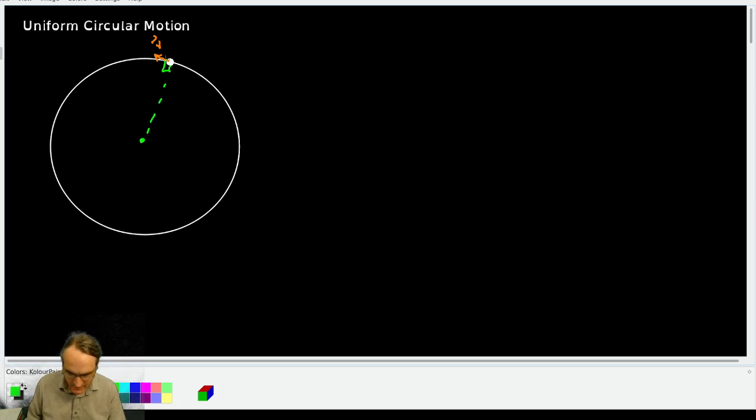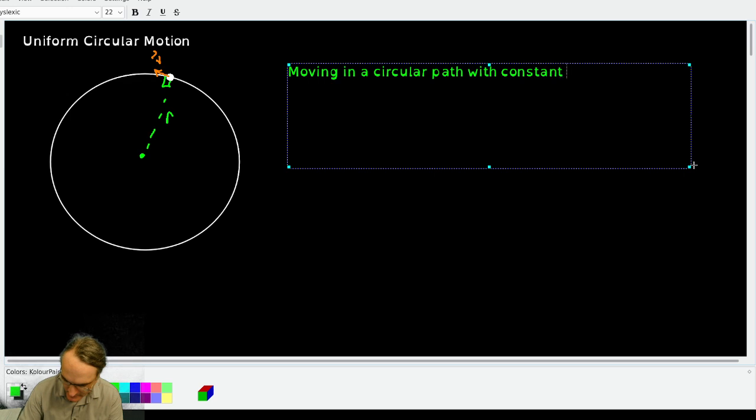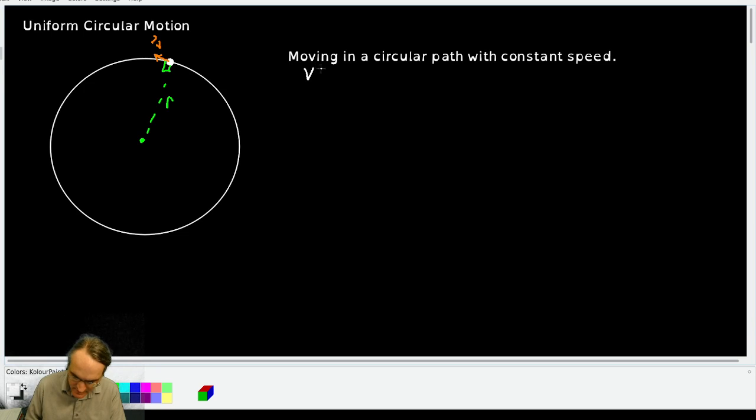If you mark the center of the circle and you bring a radial line out, it will touch a point, and the velocity of the particle will always be at a right angle to that point. So to define uniform circular motion, it is moving in a circular path with constant speed. Not constant velocity, but constant speed. We're going to define that speed just as v. And the radius of the circle will just be r.